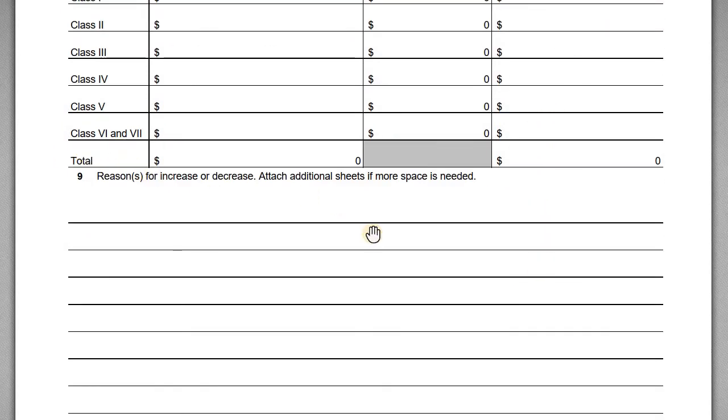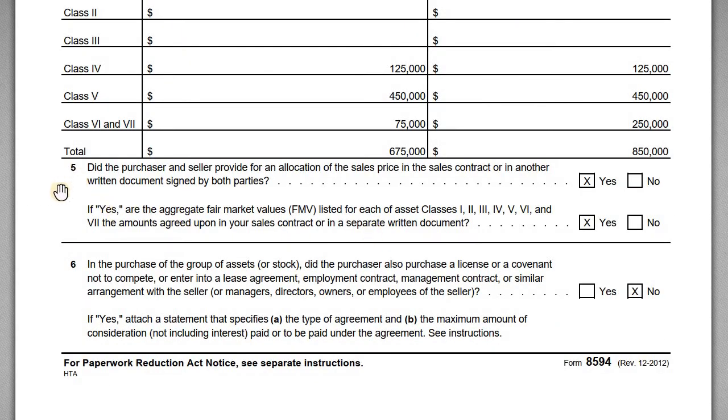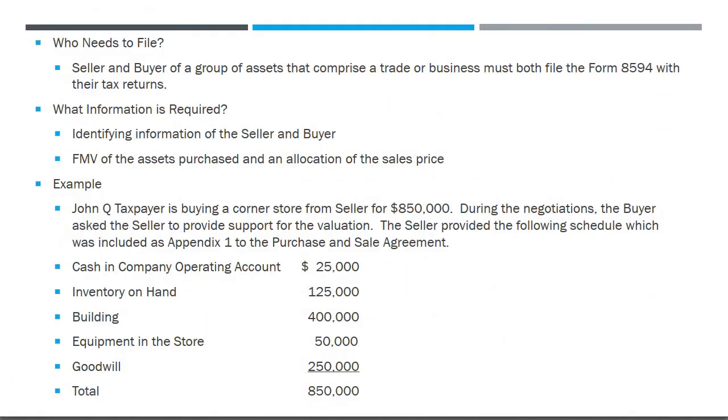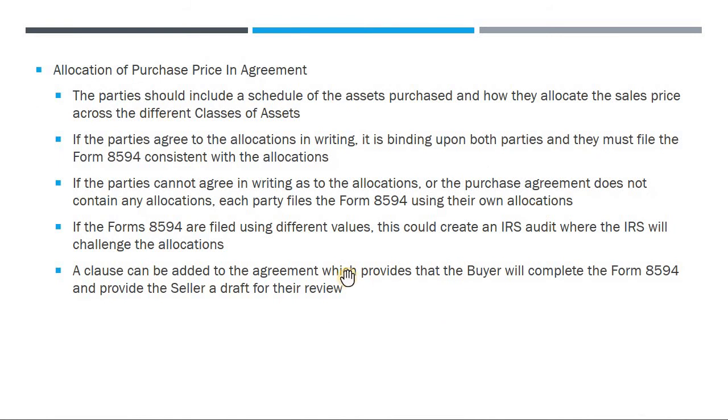Okay, so one thing I really want to touch on a little more in depth is this question 5 here with these 2 questions. So if we jump back to the slides here, this is really important, right? So like I said, the parties should include a schedule of these assets that are being bought, agree to the fair values of each asset class, and then agree to how the purchase price is going to be allocated. Okay, now if you agree to these in writing and it's memorialized and made part of that purchase and sale agreement, it's binding on both parties, right? So each party has to file their 8594 exactly the same, consistent with what the allocations were.